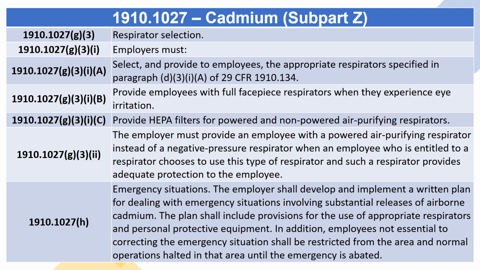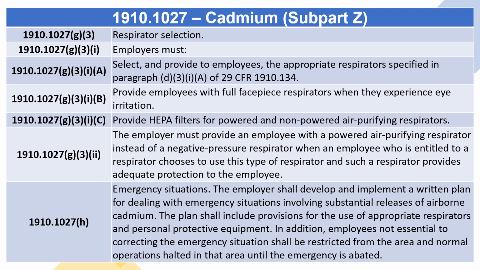1910.1027 G3 2. The employer must provide an employee with a powered air purifying respirator instead of a negative pressure respirator when an employee who is entitled to a respirator chooses to use this type of respirator and such a respirator provides adequate protection to the employee.